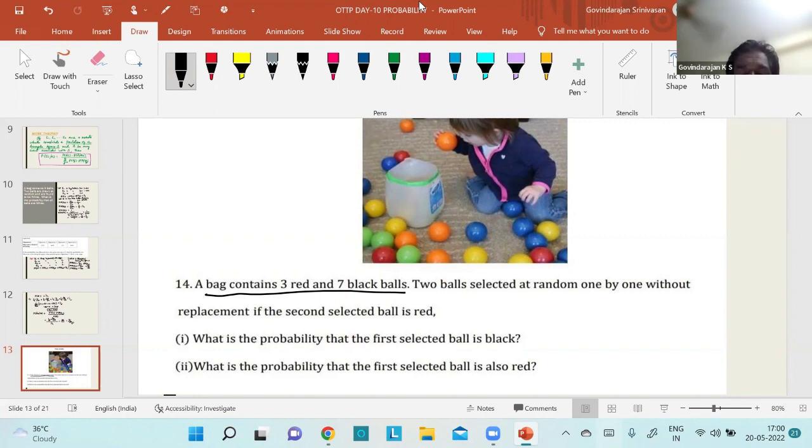What is the probability that the first selected ball is black color? And what is the probability that the first selected ball is a red color? How to do that? A pack contains 3 red and 7 black balls. 2 balls are selected at random, 1 by 1, without replacement.